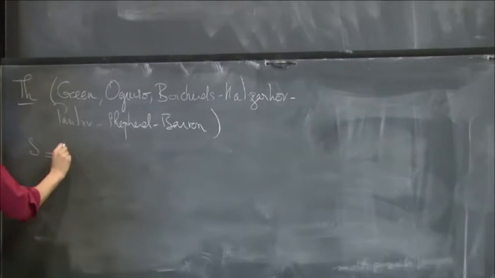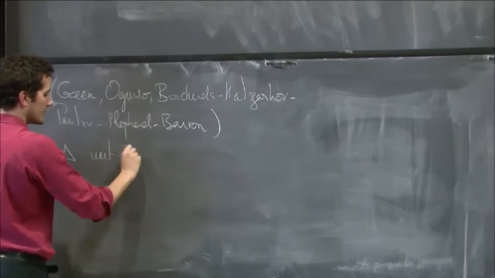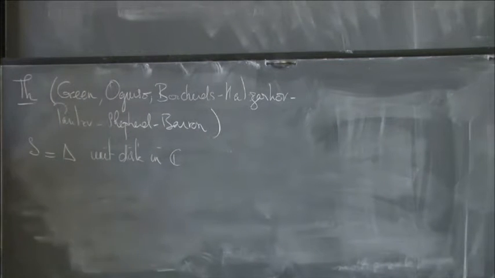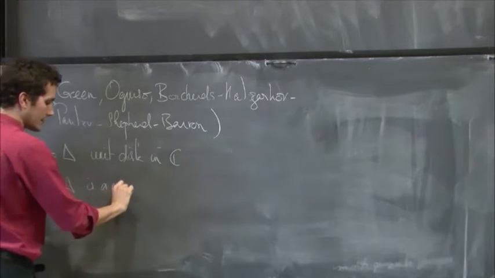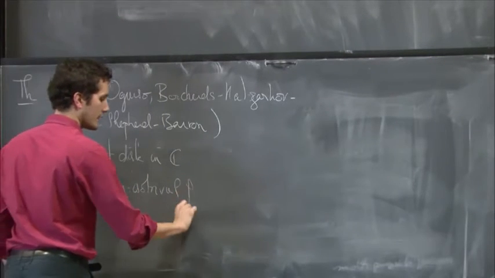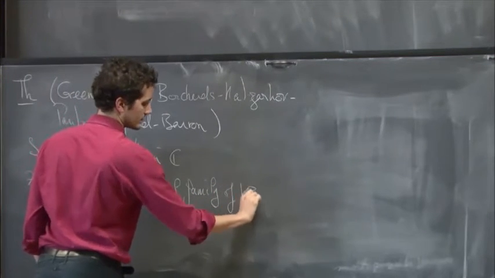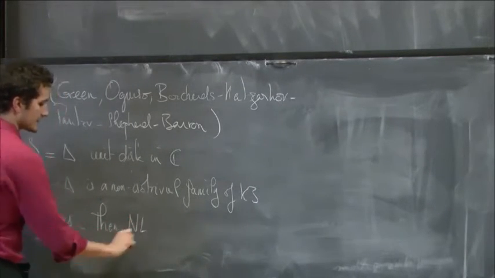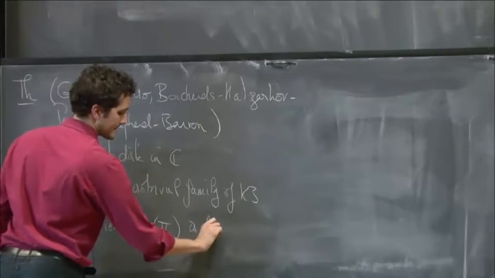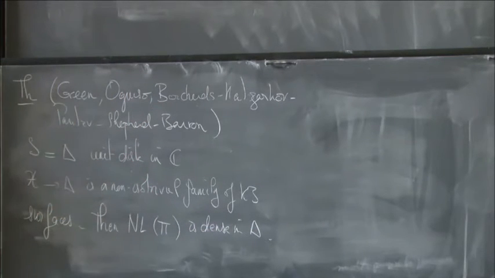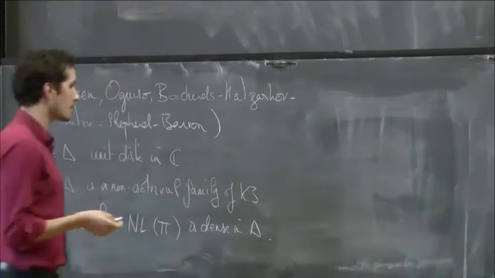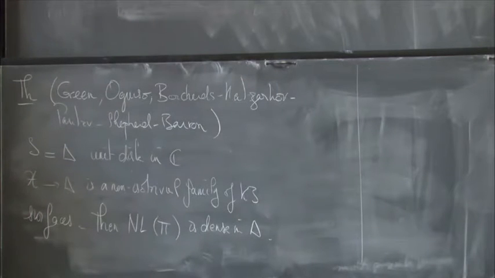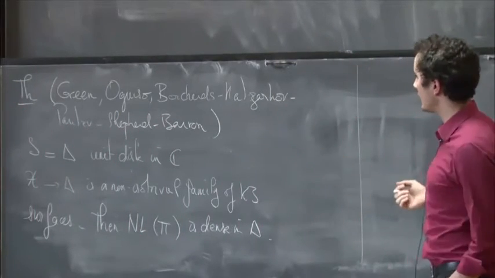So S is delta, the unit disk in C. You can cook up a more general statement. X to delta is a non-isotrivial family of K3s. Well, then the Noether-Lefschetz locus of pi is dense in delta. Delta is just a complex manifold, so this is dense for the usual topology. This is a prototypical result. So let me give a short proof of this, which is the original proof.